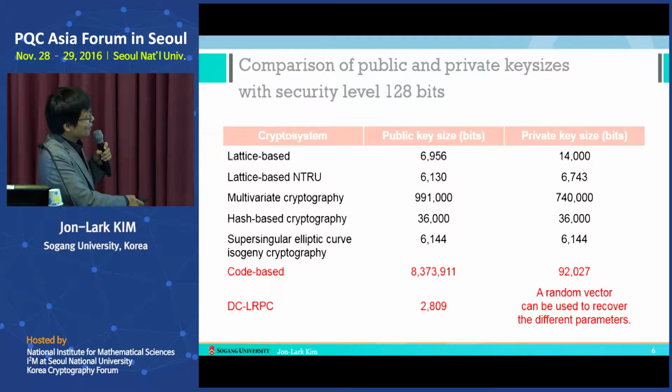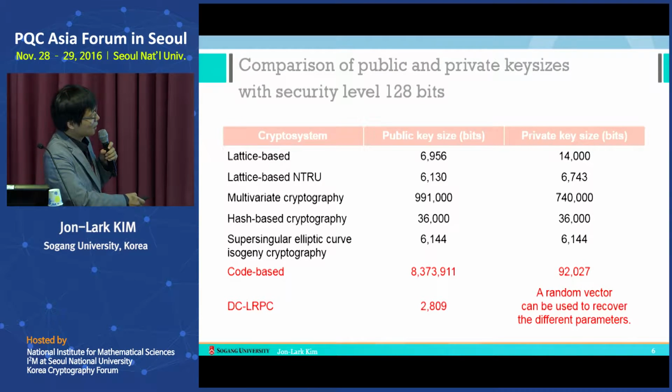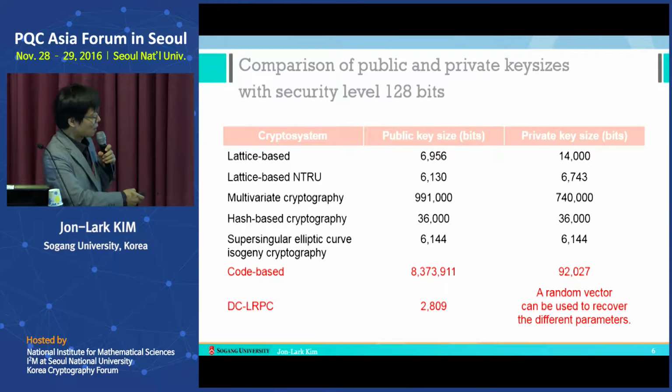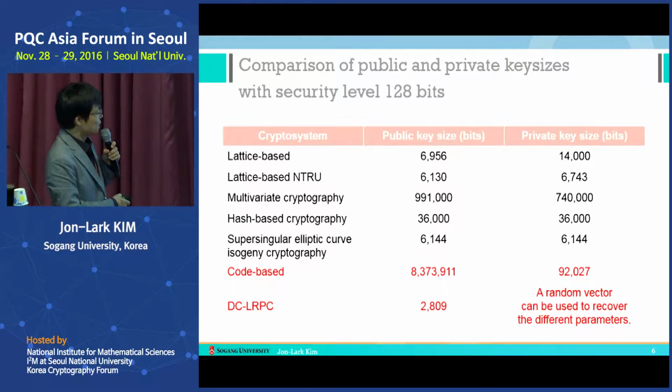This is because in the code-based crypto system, the public key is a big matrix. So we need a large n by n matrix, which gives this many bits. However, if we use a very well-chosen generator matrix or parity-check matrix called the double circulant one, then you don't need to store all the elements in the matrix. You only need to store the first row of the matrix. So the key size will be very small, but it also has a nice security level. I'm going to explain this a little bit more later.